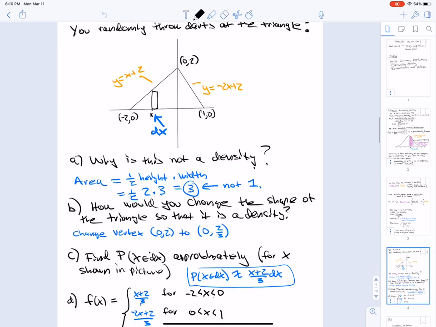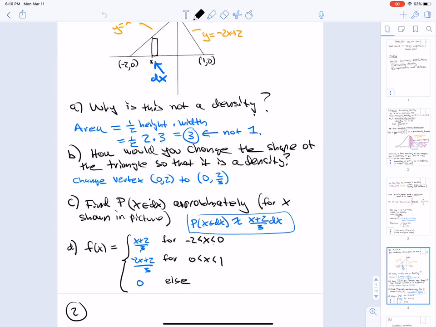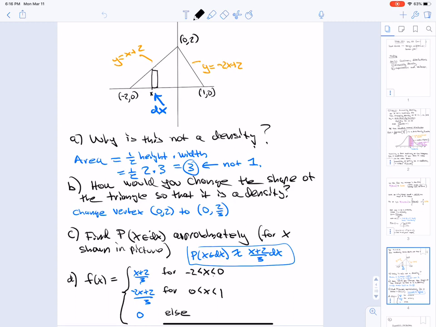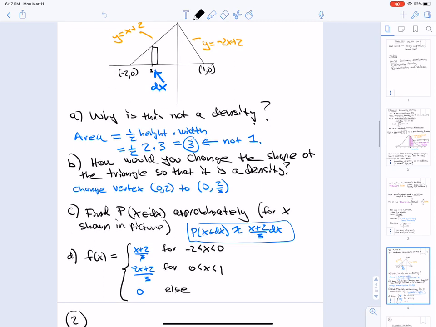And to find the probability that x is in dx, for the x shown in this picture here, now the height is going to be (x+2)/3, and the width is dx. And we can write the density for the 3 regions: the region between -2 and 0, between 0 and 1, and outside of -2 to 1.